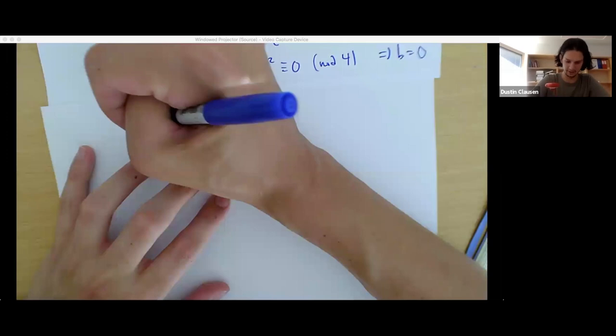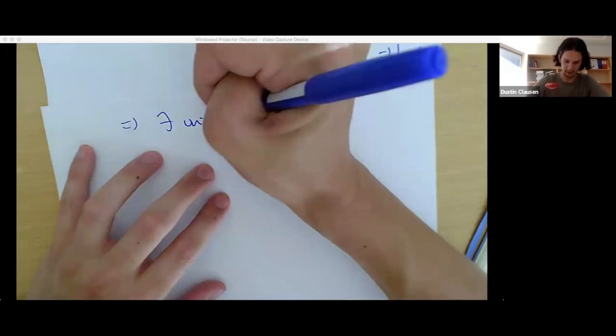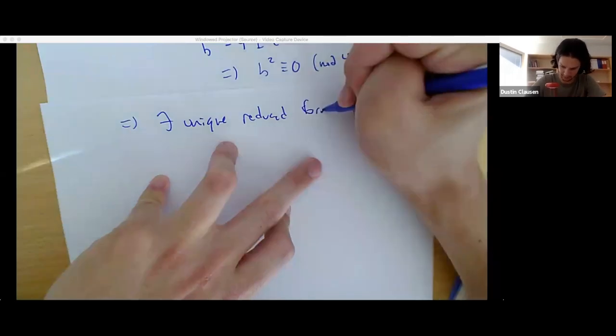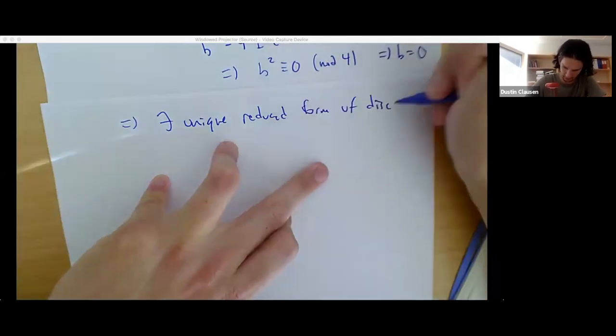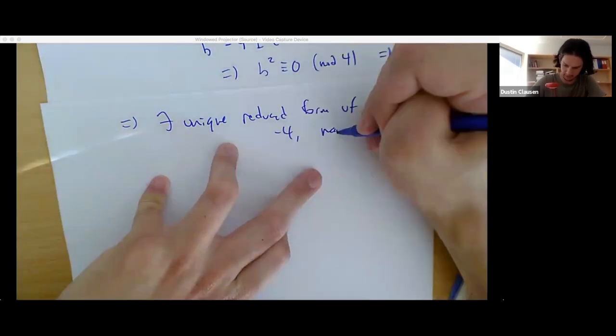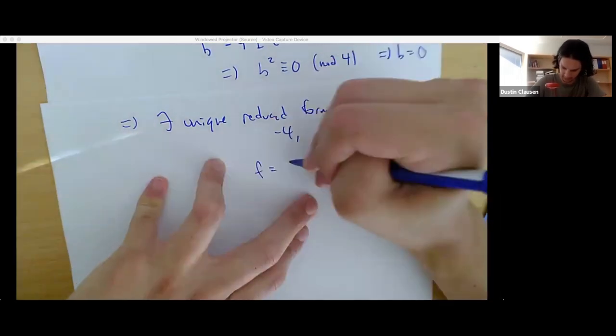So that tells you there's a unique reduced form of discriminant minus 4, namely x squared plus y squared.